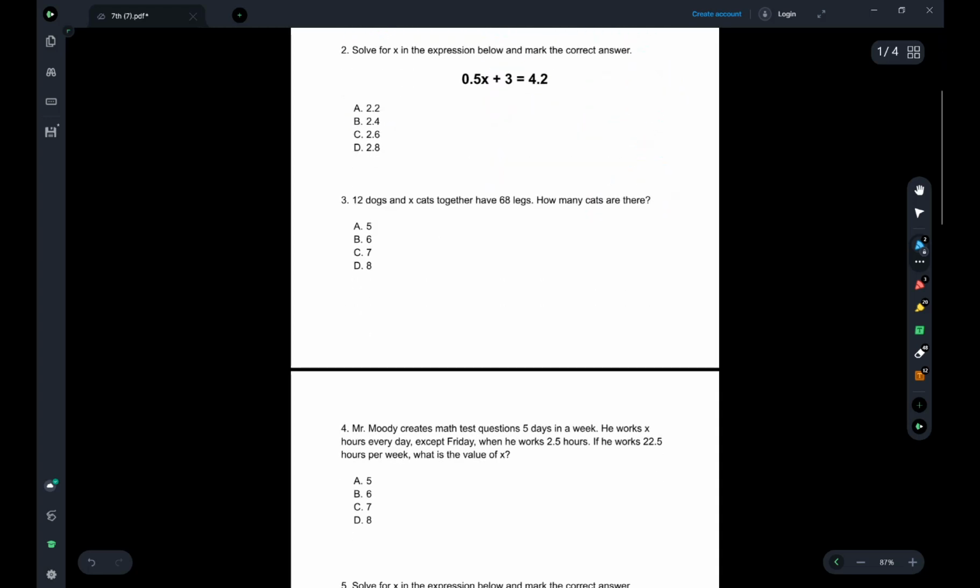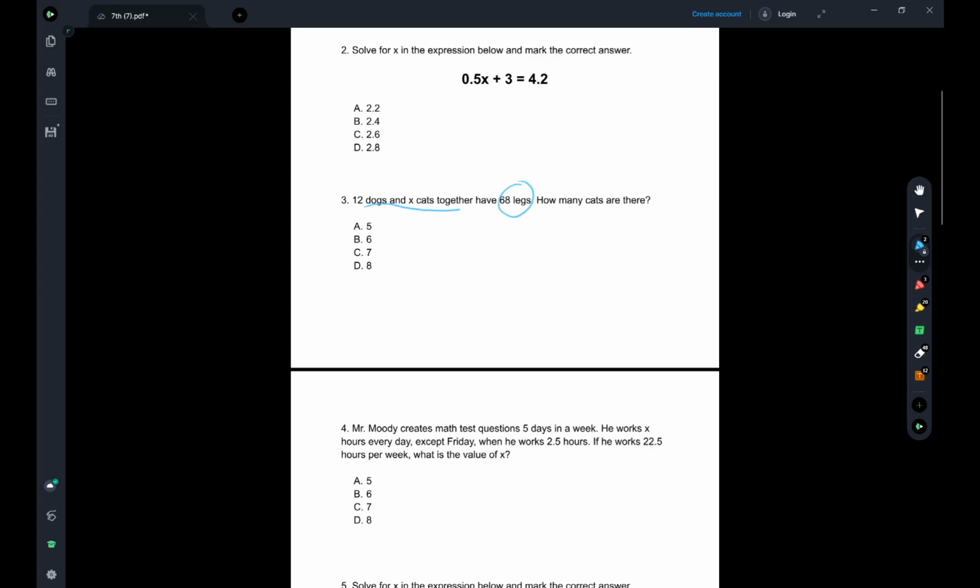That's number 3. 12 dogs and X cats together have 68 legs. How many cats are there? So, we have 12 dogs and X cats. Now, you might be wondering how we're supposed to know this, but if you think about it, dogs and cats have the same number of legs. And even if they don't have the same number of legs, you would solve this the same way.